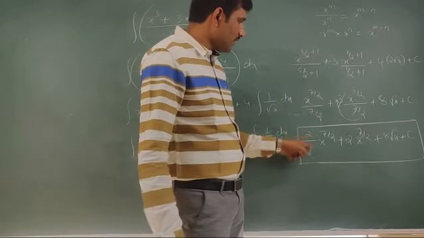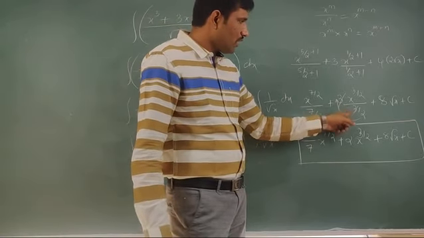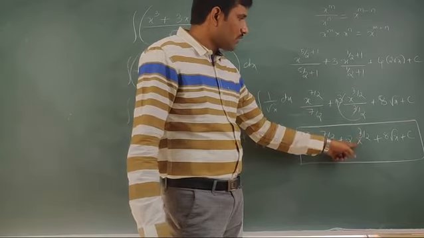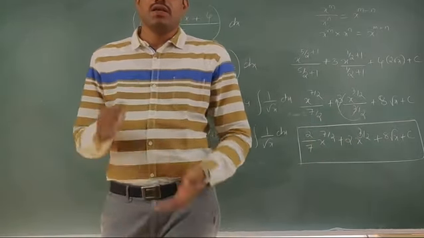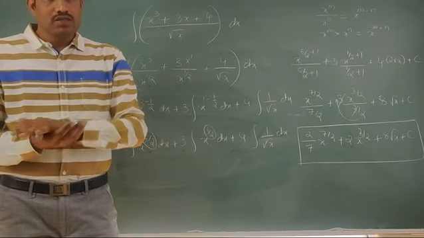Now 2 by 7 into x raised to 7 by 2. Here 3 will get cancelled, so 2 into x raised to 3 by 2 plus 8 root x plus c. Is it clear, friends? See.